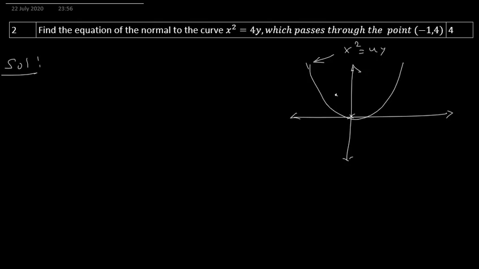Now I have to find the equation of normal which is passing through this point minus 1 comma 4 and which is normal to the curve. So that normal is going to intersect this curve at some point. Okay, so let us start our solution.